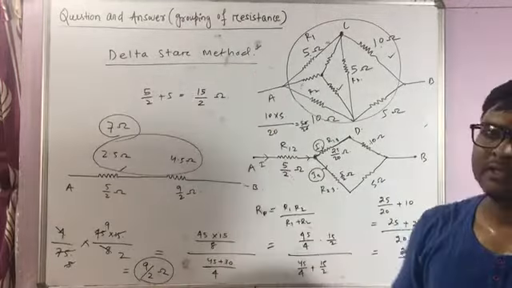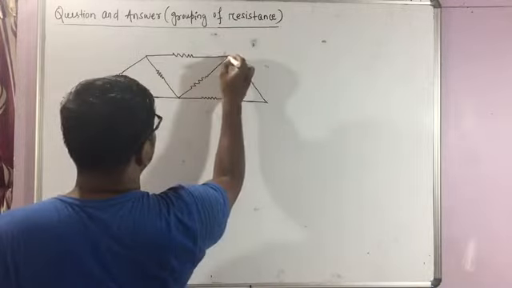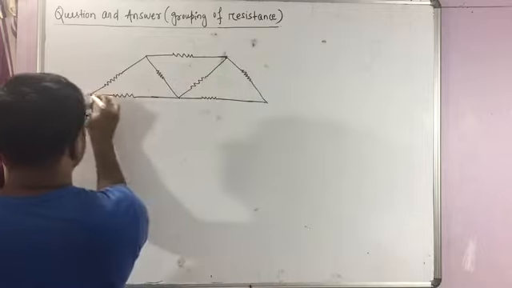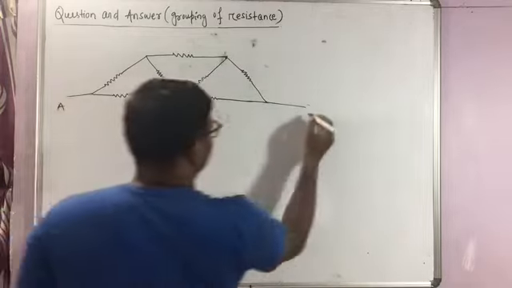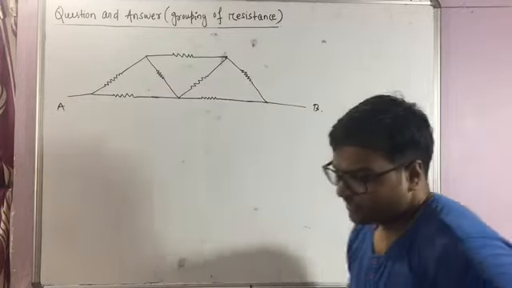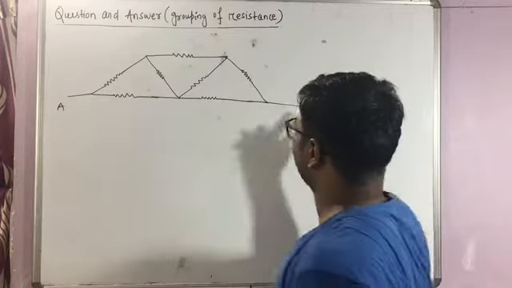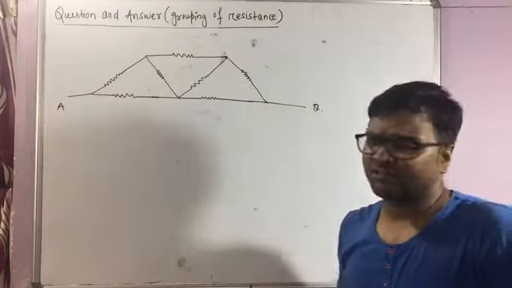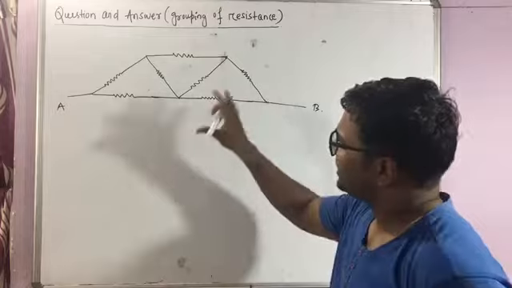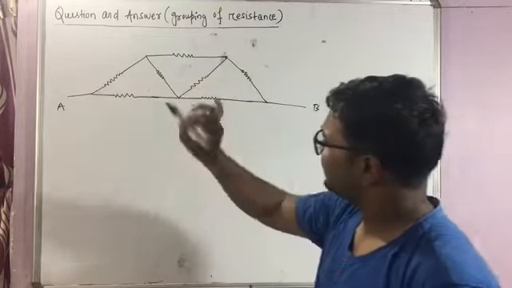This is the second method. Suppose you have a network of resistances like this, and you are asked to calculate the effective resistance between this end A and B. All the resistors, they have the same resistance. In this diagram, all of you just see all the resistances, they are identical.